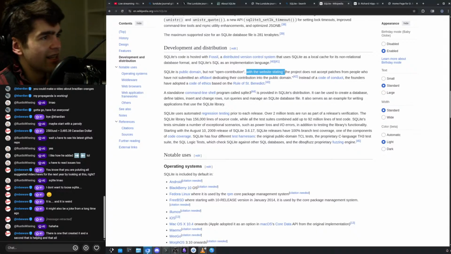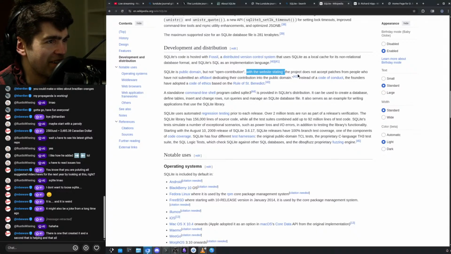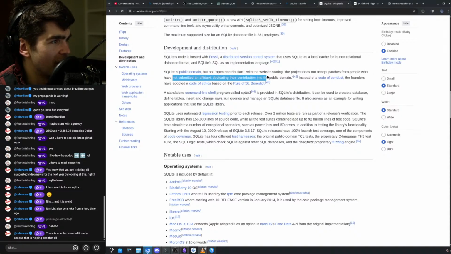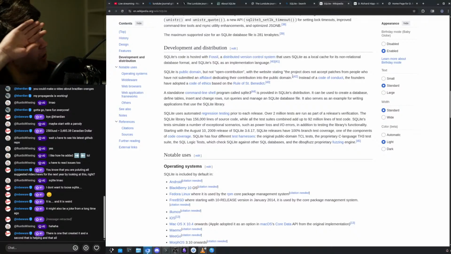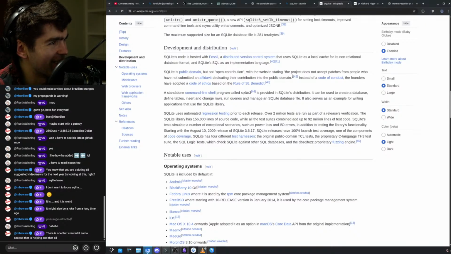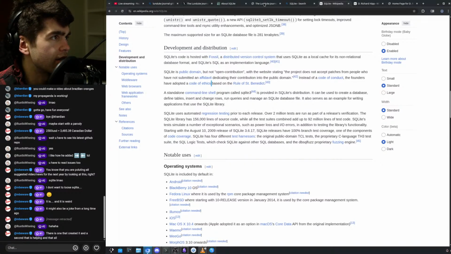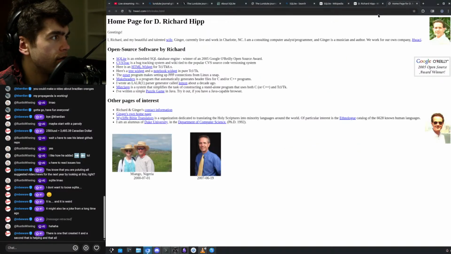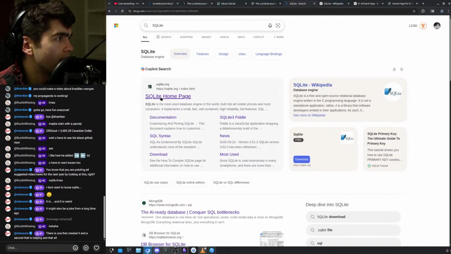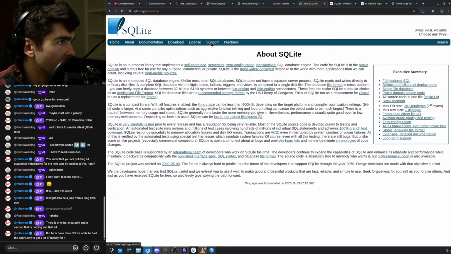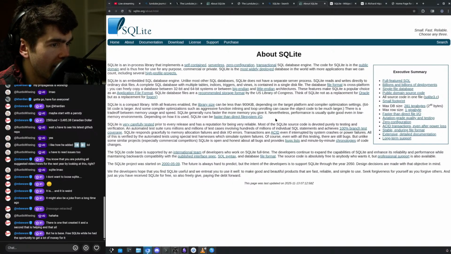With the website stating the project does not accept patches from people who have not submitted an affidavit dedicating their contribution into the public domain. Okay. We were close to that one. Instead of a code of conduct, okay, it's a code of ethics. Are we retarded? It's a code of ethics? Where do we even find this?